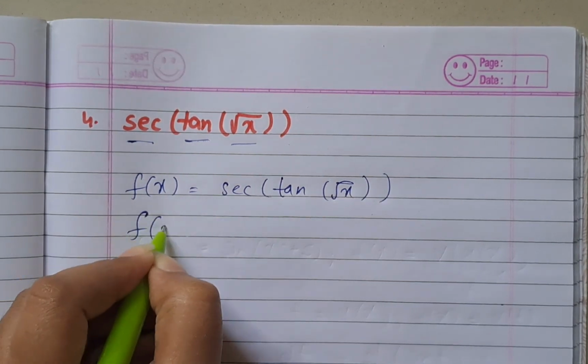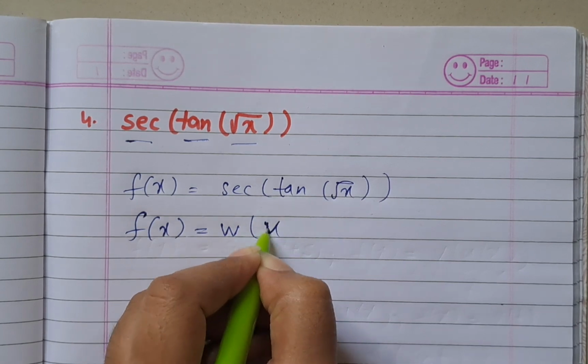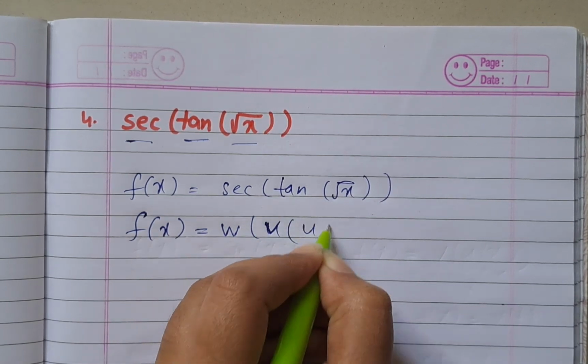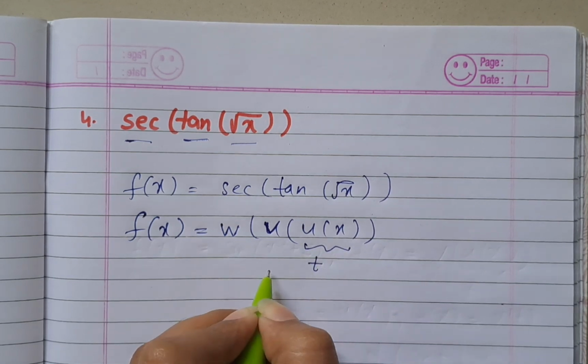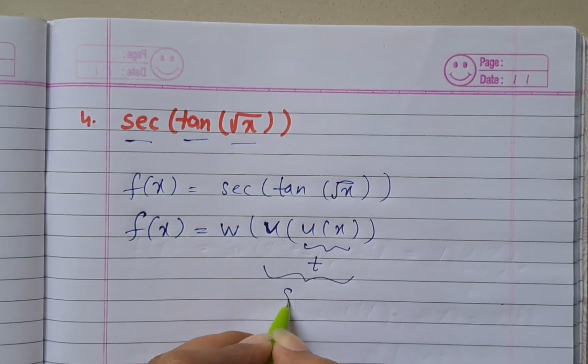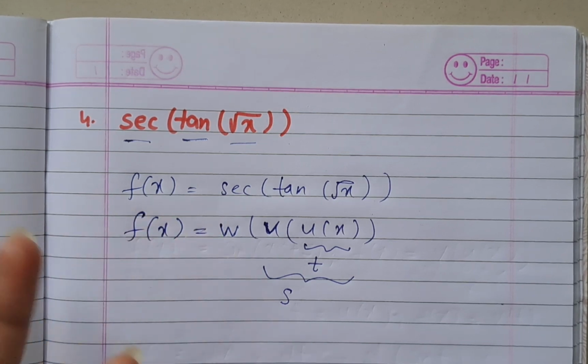Again we can write f of x is equal to w of v of u of x. Again, u of x we'll consider as t, and then v of t we'll consider as s. You can take any variable. I'm considering it as t and s. You can take it as a and b as well, any variable.